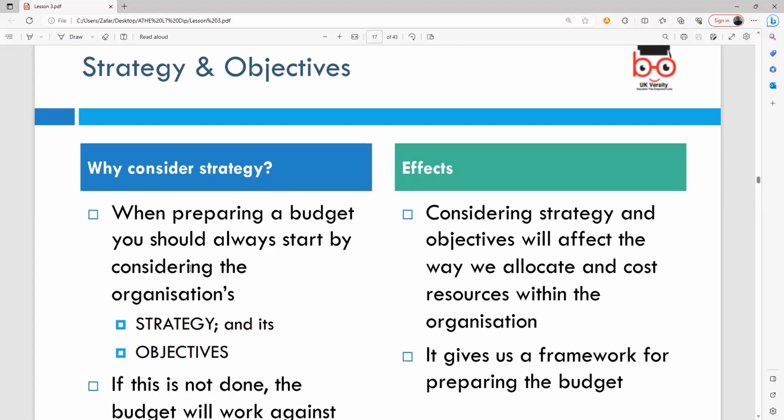What is a budget? What types of budgets are there? How do we prepare these budgets, and what are the objectives of these budgets? Now, do you know anything about budgets? Well, only the term.